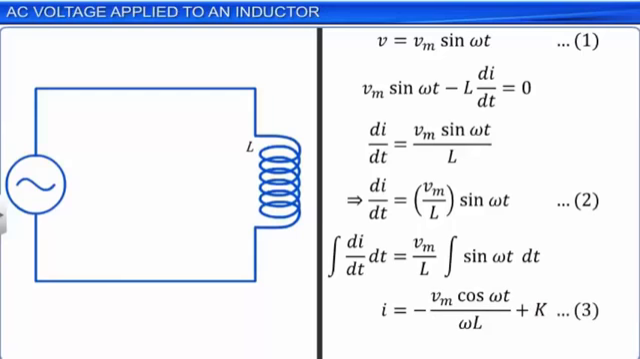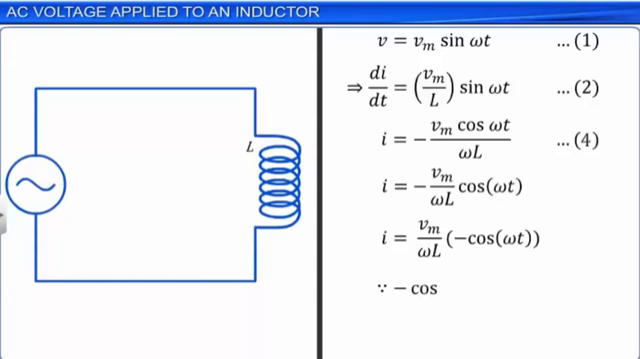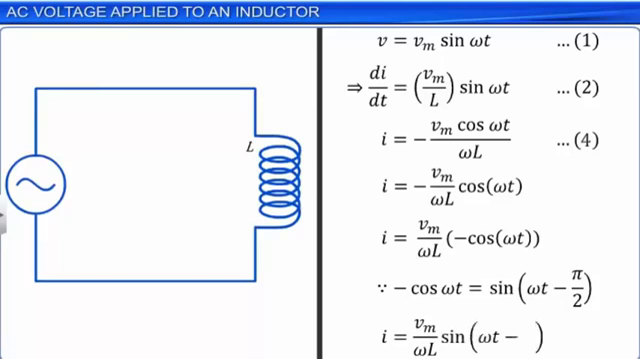Since we know that the voltage source is supplying a time-dependent voltage, which is symmetric about 0, we can assume the same to be true of the current. Hence, we take the constant of integration as 0. Hence, equation 3 can be written as I equal to minus Vm cos omega t by omega L. Let this be equation 4. Writing minus cos omega t as sin omega t minus pi by 2, we get I equal to Vm by omega L into sin omega t minus pi by 2. Let this be equation 5.